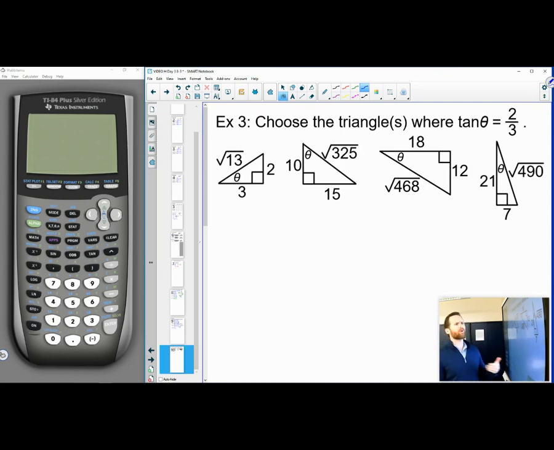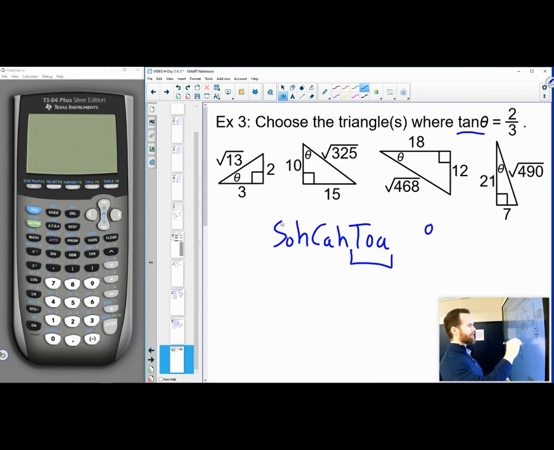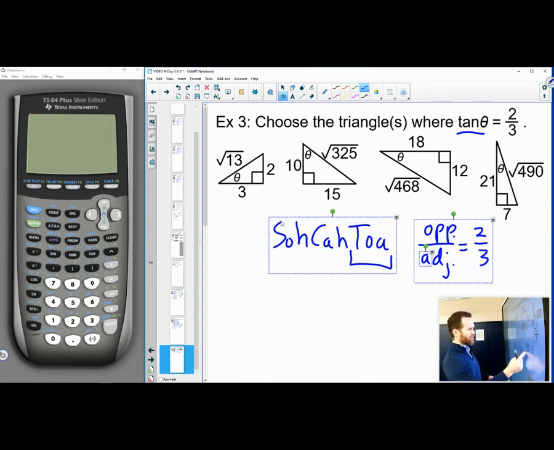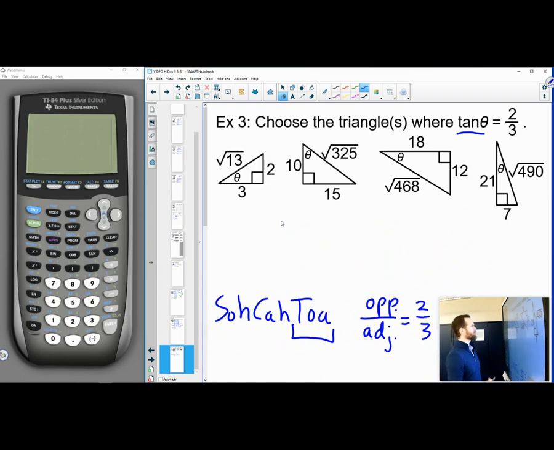So we have to choose the triangle or triangles where tangent theta equals 2 over 3. This is very different from the other examples because here they're giving us the ratio. Instead of us finding the ratio, they're giving us the ratio and we have to choose the triangle. So we're sort of working in reverse here. Well, let's think about SOHCAHTOA. If we're talking about tangent, we're talking about this section right here, so that would be opposite over adjacent. Essentially we're looking for triangles where the opposite over adjacent equals 2 over 3. So let's not guess and check, but use process of elimination and go through these one by one.